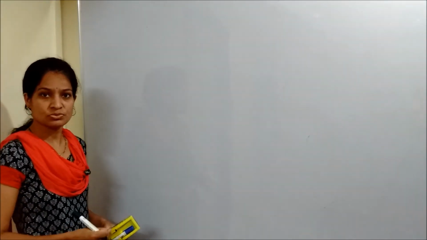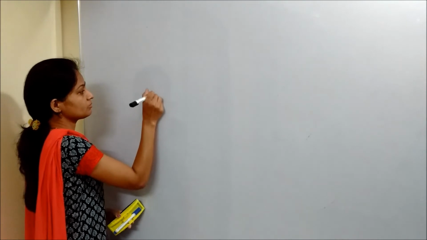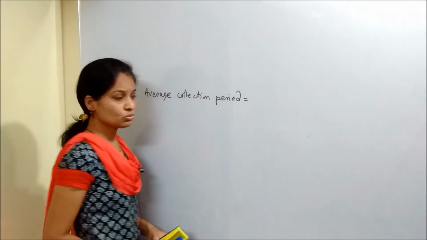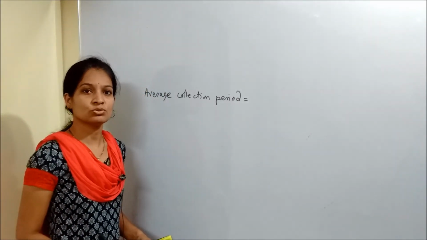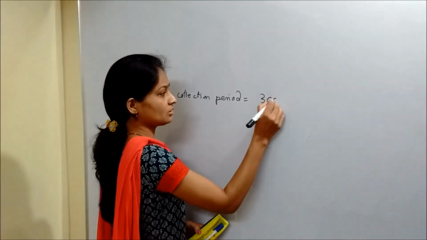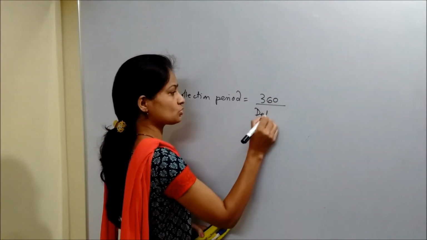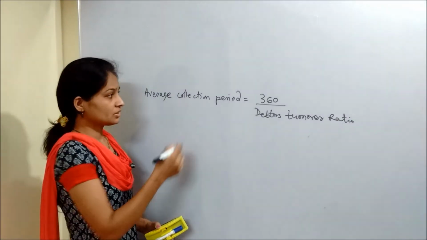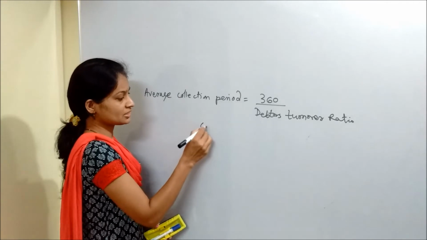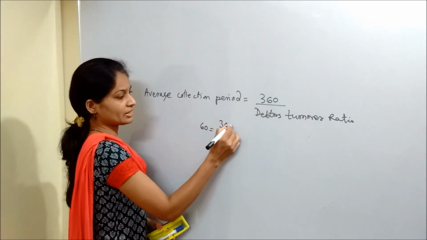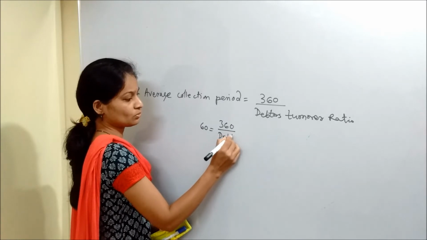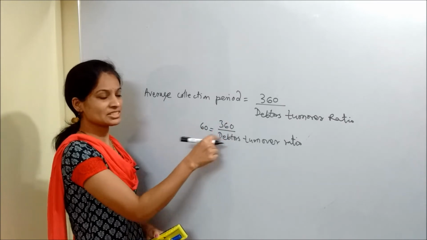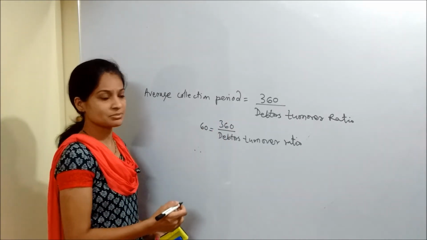The next ratio which we are going to solve is average collection period. Equals to, now this time is given in days, so we are going to consider 360 days in a year divided by debtors turnover ratio. Now if you solve this equation, debtors collection period is given, that is 60 days equals to 360 divided by debtors turnover ratio. If we solve this equation, debtors turnover ratio will come to 360 divided by 60, that is 6 times.